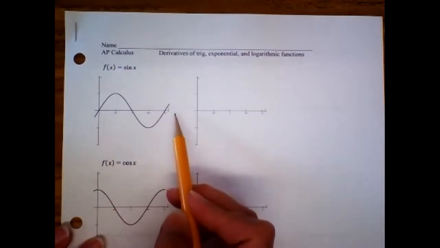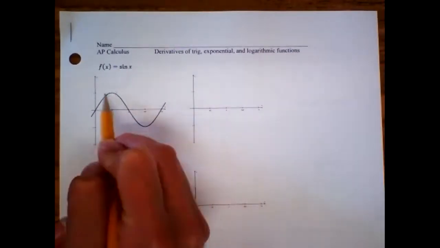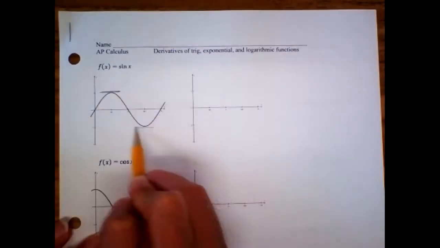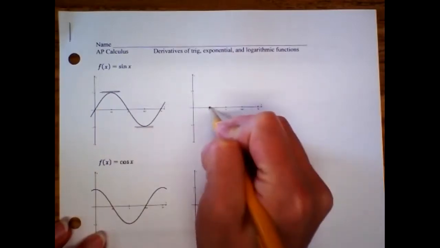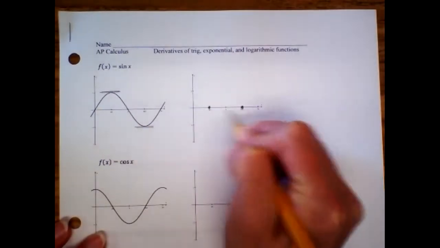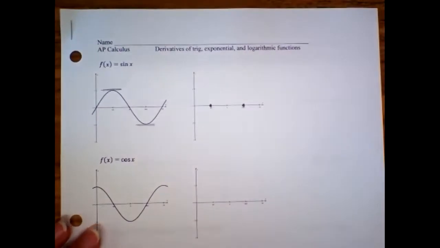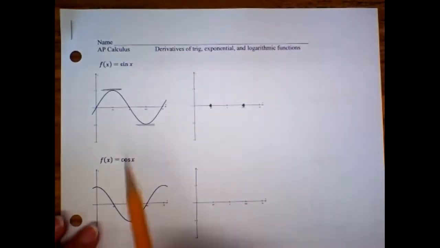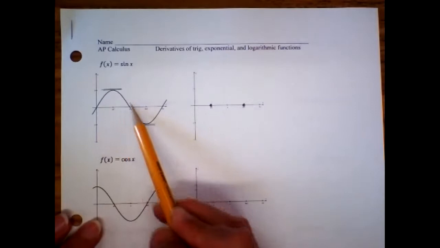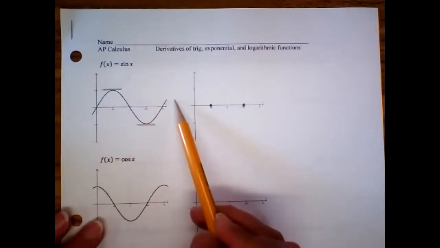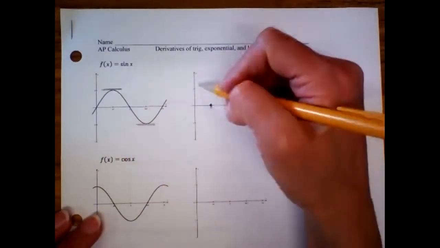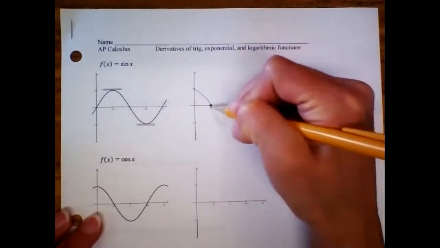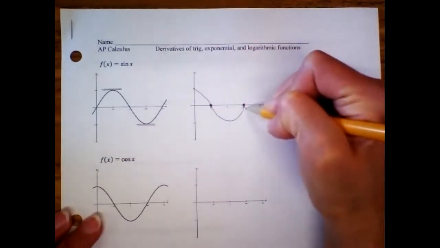This is sine, and we're going to graph the derivative. So you're going to have critical points at pi over 2 and 3 pi over 2. And then this graph is increasing, decreasing, increasing. So that means its derivative is going to be above, and then below, and then above.